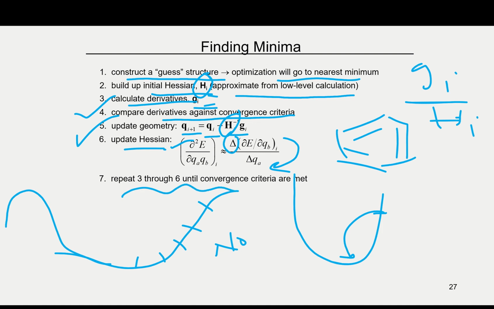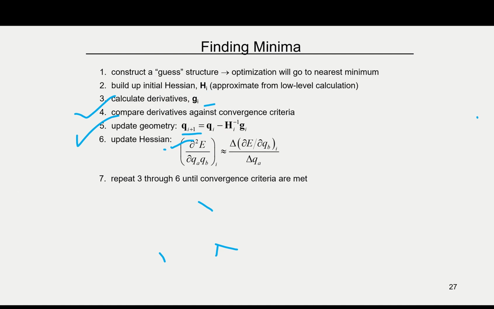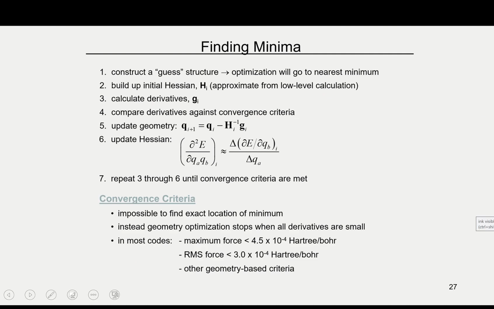Repeat steps 3 through 6 until the convergence criteria are met. Until the criteria are met, the system will do the calculations again and again. When the convergence criteria are met, it means that this is your structure. Now, what is the convergence criteria?